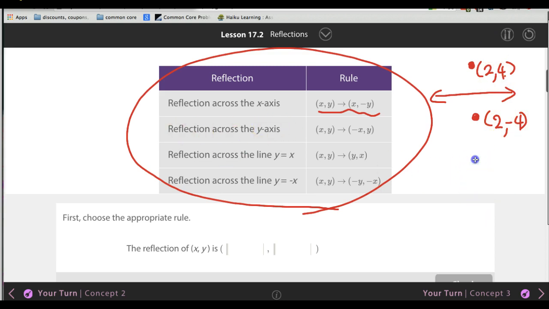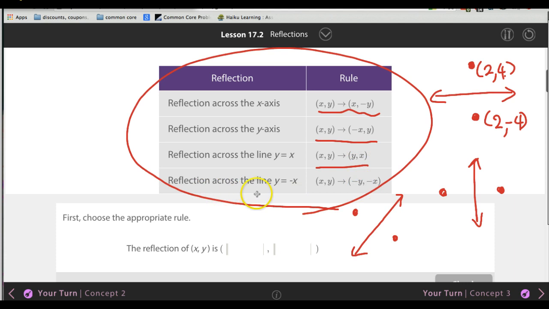Reflection across the y-axis, that would be this one. That's the y-axis. So if you have a point here, you reflect it, it would be here. So this would be the rule that applies, coordinate-wise. Reflection across y equals x, that's a diagonal line that goes like that. So if you have a point here, then of course it would be here. So that's the rule. You switch the x and the y.